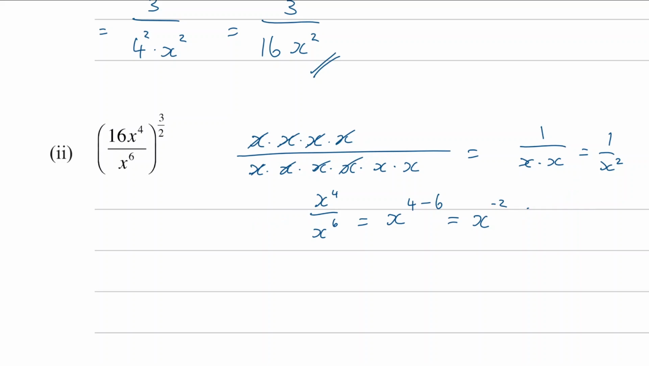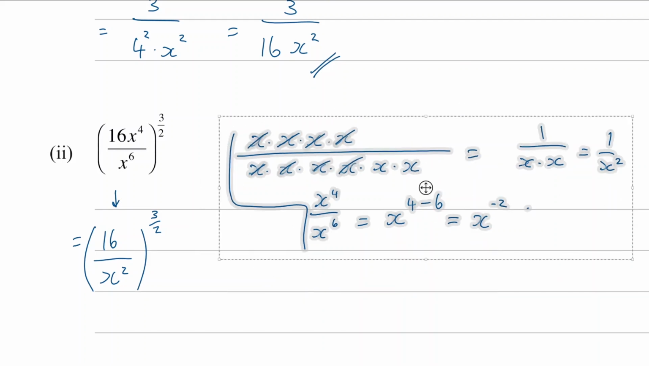Alright, now that is to say that this expression becomes 16 over x squared, right? Because the x simplified to 1 over x squared, the 16 stays the same, and that's all to the power of 3 over 2. Alright, I'll just clear this out. Now let's have a think what's going to happen next.